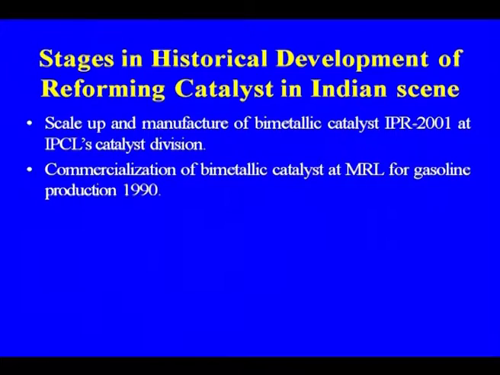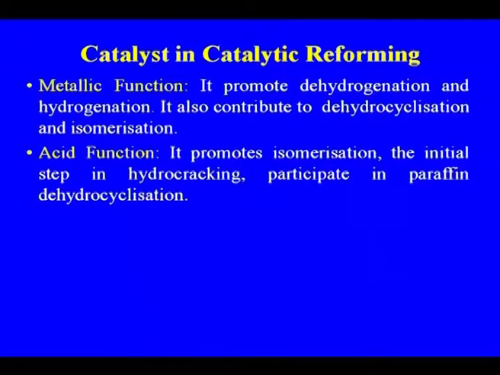Now let us discuss the two functions which I was telling about in the case of the catalytic reforming catalyst, the metallic function and the acid function, and each function has a different role in the catalytic reforming reaction. The metallic function promotes the dehydrogenation and hydrogenation reactions, and it also contributes to hydrocyclization and isomerization. The acid function promotes isomerization, the initial step in hydrocracking, and participates in paraffin dehydrocyclization.